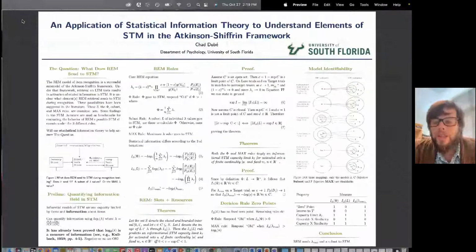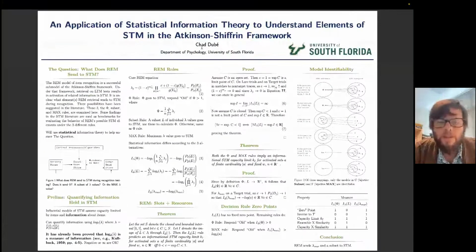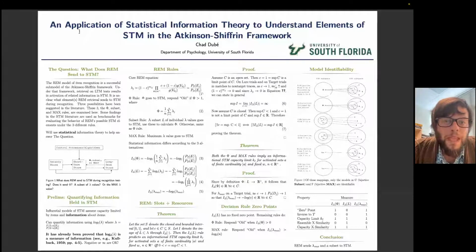Okay, my name is Chad Dubay. I'm from the University of South Florida, and this is my narration of the poster I'll be presenting in person at Psychonomics: an application of statistical information theory to understand elements of short-term memory in the Atkinson-Shiffrin framework.